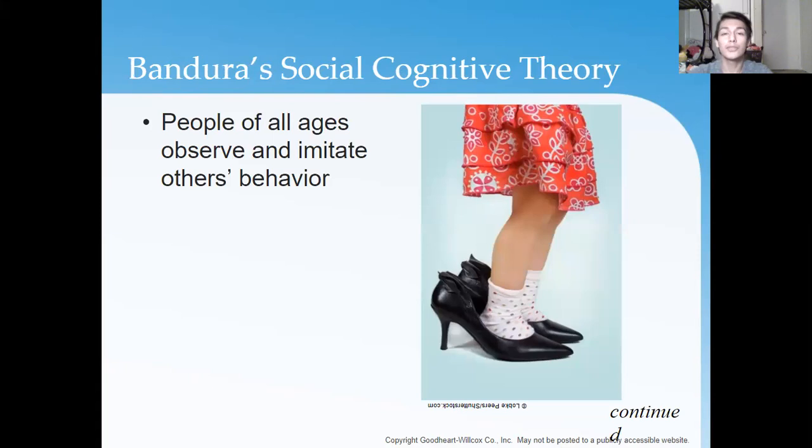Moving on to Bandura's social cognitive theory. He basically said that people of all ages observe and imitate others' behaviors, basically saying, if I see someone do that, I want to do that. In this picture, we see a toddler wearing heels, right? We see this everywhere, and y'all can't lie to me. I know all of y'all have done this, boys and girls. Y'all saw your mom or your dad when y'all were toddlers wearing something, cologne, high heels, perfume, dresses, makeup, and you were like, hey, I want to do that to myself.